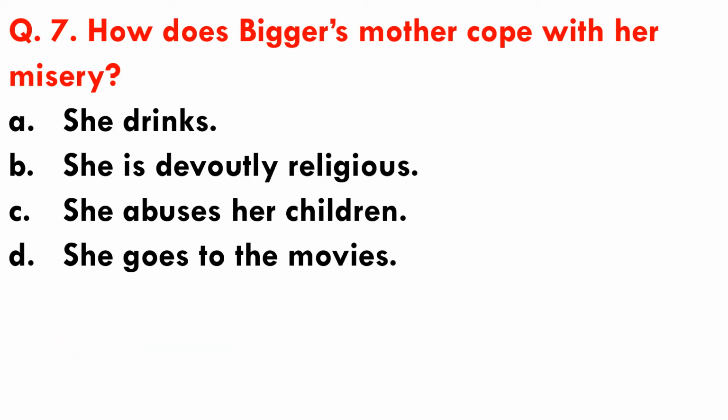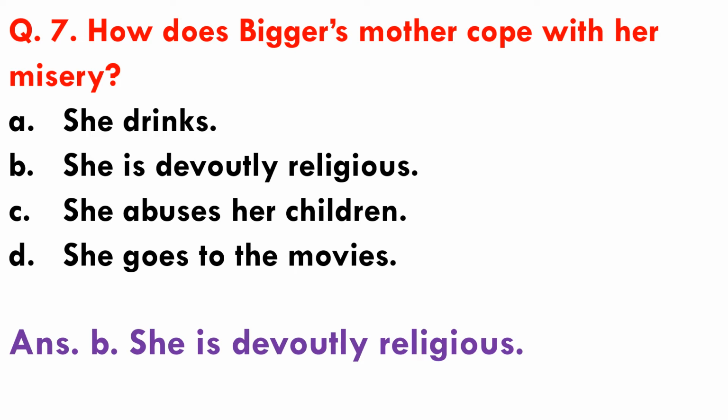Question number 7. How does Bigger's mother cope with her misery? Cope, that is, face. With her misery. Misery, that is, pain, sorrow. Options are A. She drinks. B. She is devotedly religious. C. She abuses her children. And D. She goes to the movies. So how does Bigger's mother cope with her misery? She is devotedly religious. So option B is the correct answer.